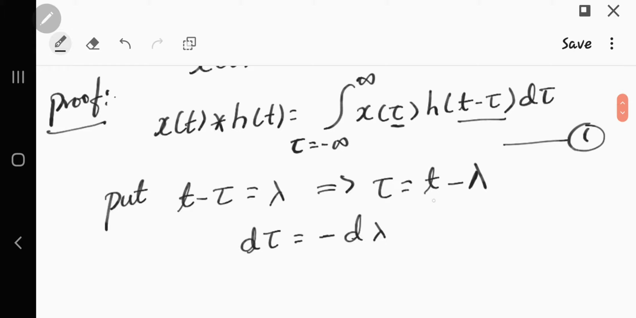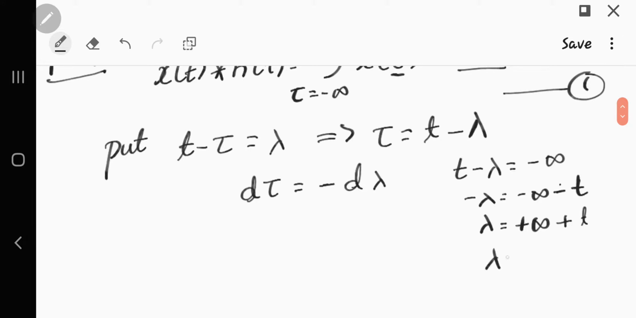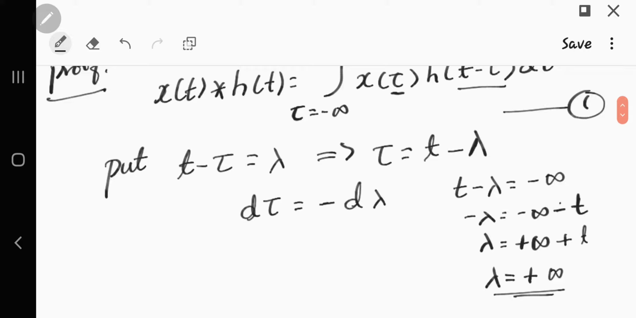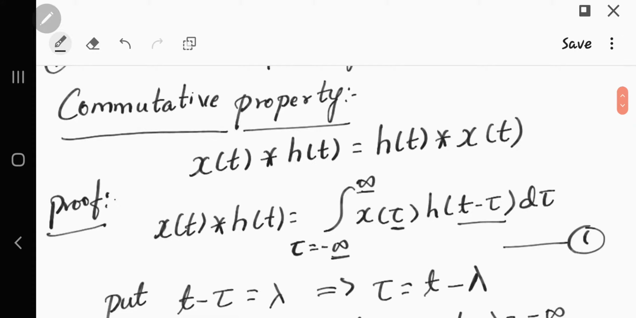Let's see what happens to the limits. Tau is equal to t minus lambda, so t minus lambda is equal to minus infinity. So minus lambda is equal to minus infinity minus t. If you multiply by minus, you get lambda equal to plus infinity plus t. Anything added to or subtracted from infinity gives infinity itself, so lambda is equal to plus infinity. So the lower limit becomes plus infinity, and in the same way the upper limit becomes minus infinity.